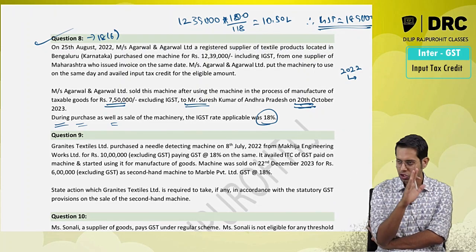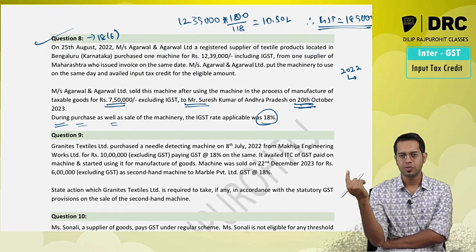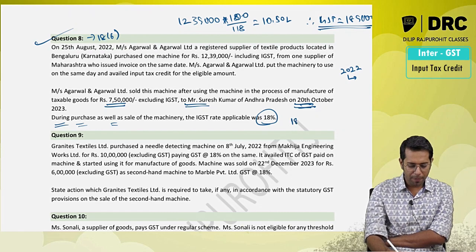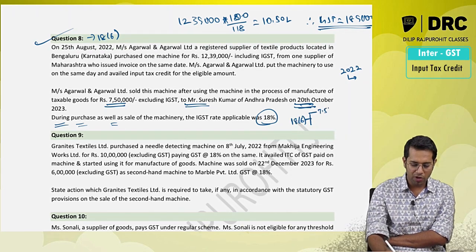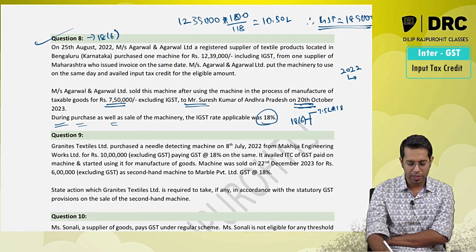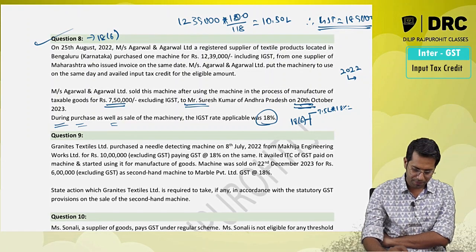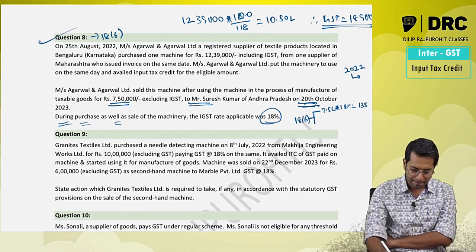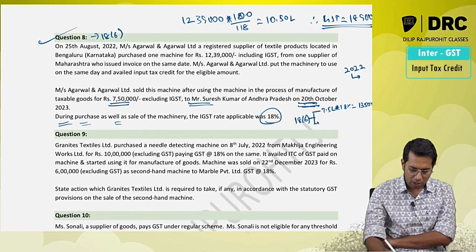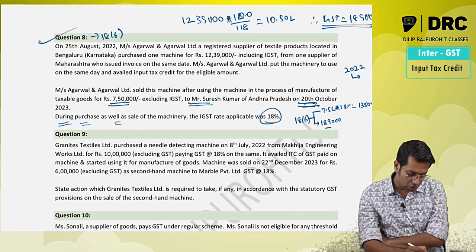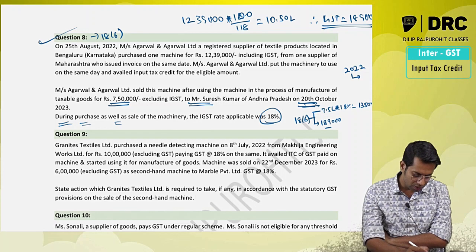Tax computed on transaction value or ITC reduced by 5% per quarter or part thereof from the date of purchase till the date of sale. So applying 18.6, tax computed on transaction value, 7.5 lakhs is the sale price, that is the transaction value, into 18%. How much is it? 1,35,000. Or whatever ITC is there, 1,89,000, reduce it by 5% per quarter or part thereof from the date of purchase till the date of sale.